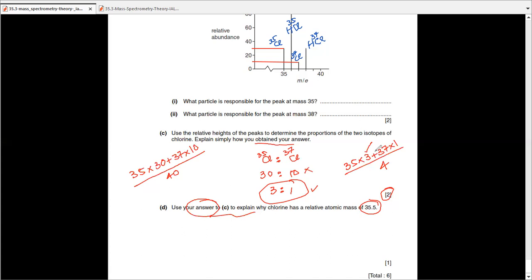Remember, this is the sum that we take as a dividing number. 3 plus 1 is equal to 4. Or here in this case, 30 plus 10 is equal to 40. It's not that every time you divide it by 100. It's only in the case if you're considering 100 atoms.